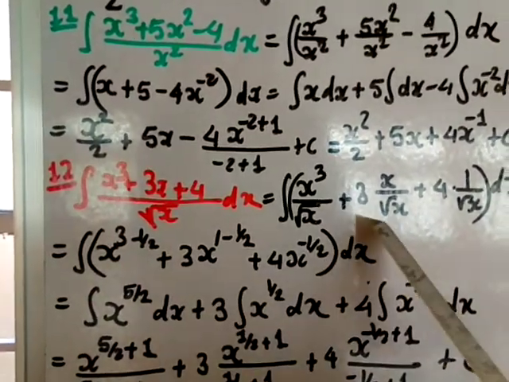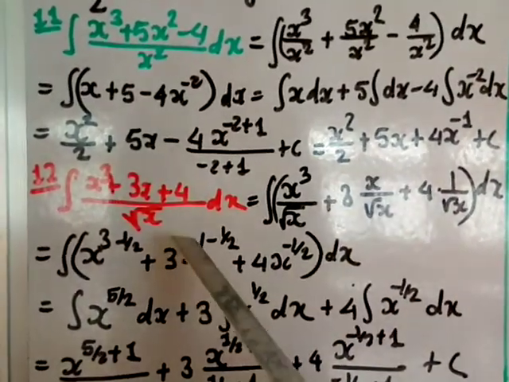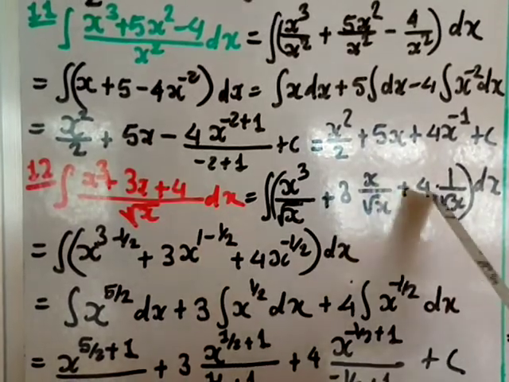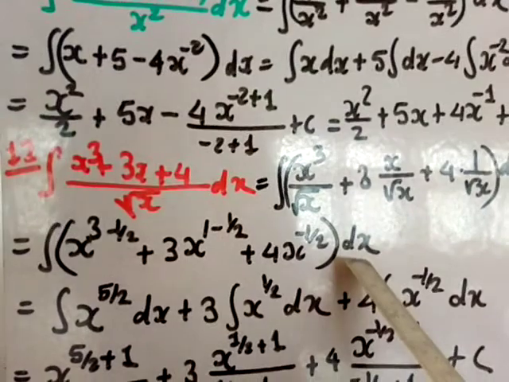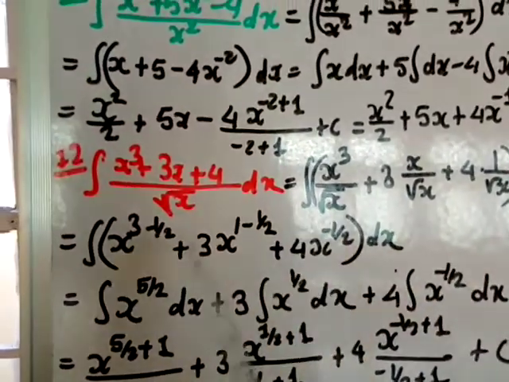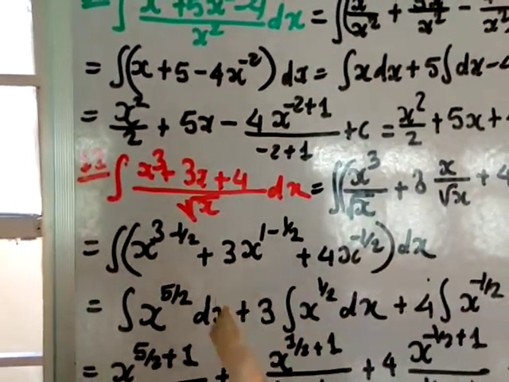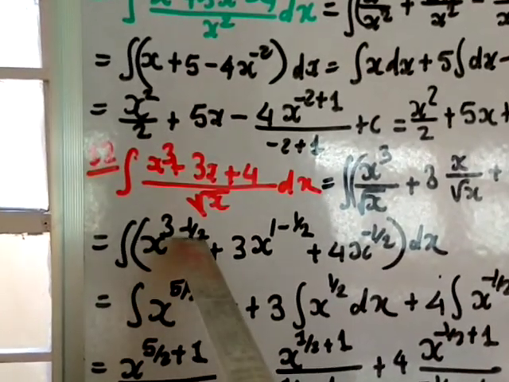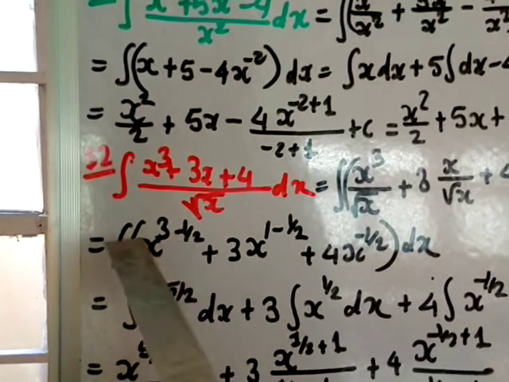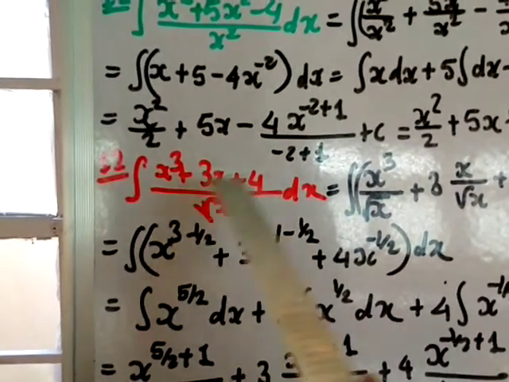Plus 3, here also x power 1 by 2, here power 1. So x power 1 minus 1 by 2 plus 4. This you take in the denominator becomes negative power, x power minus 1 by 2 dx. Here I am simplifying and giving each term a separate integral. So integral x power, take LCM 3 into 2, 5 minus 1, so 4.